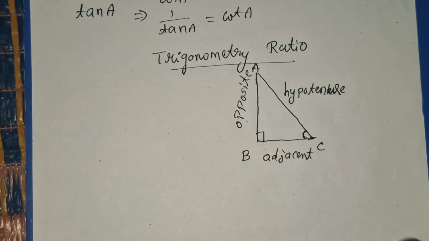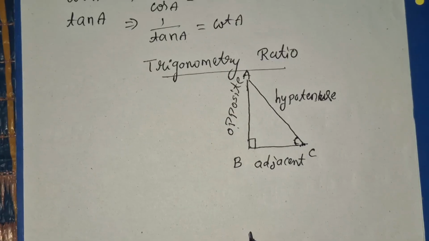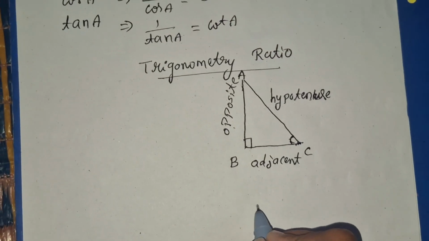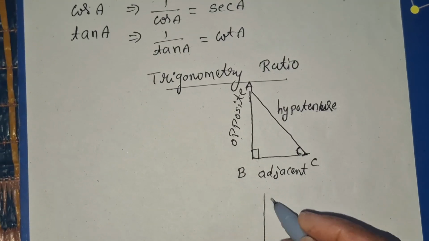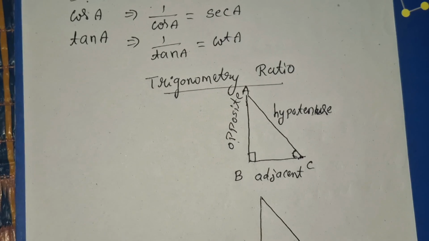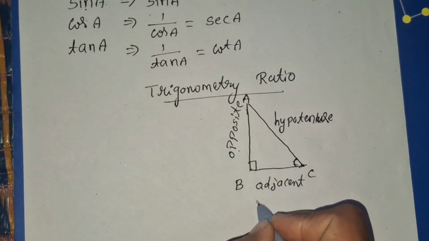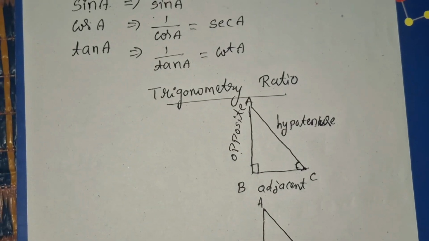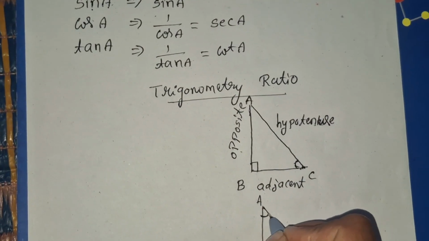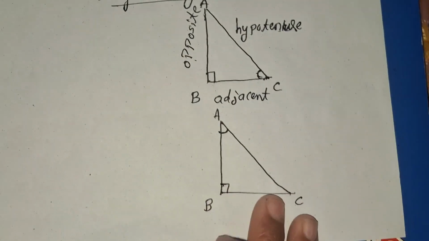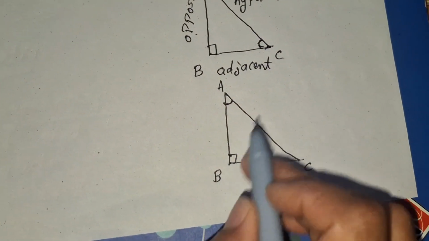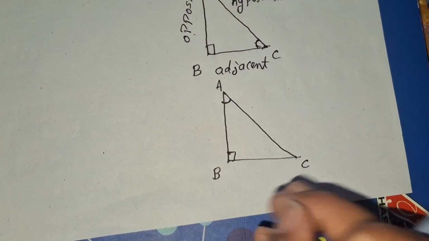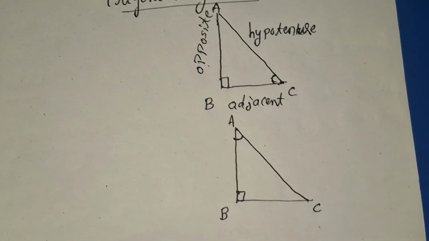Suppose this is the right angle. Same point, B is the right angle, A, B, C. This is an acute angle. This is an acute angle. This is the right angle. So now say which one is the hypotenuse, which one is the opposite, which one is the adjacent side.